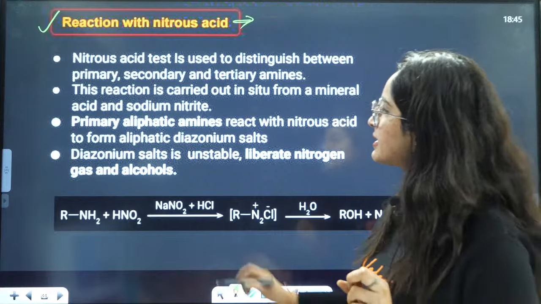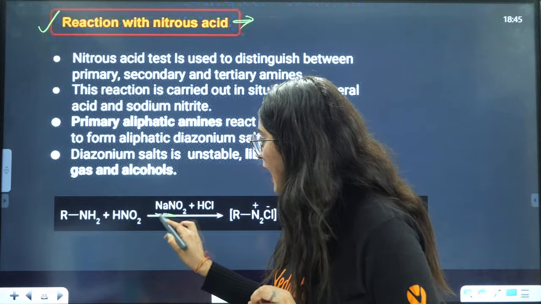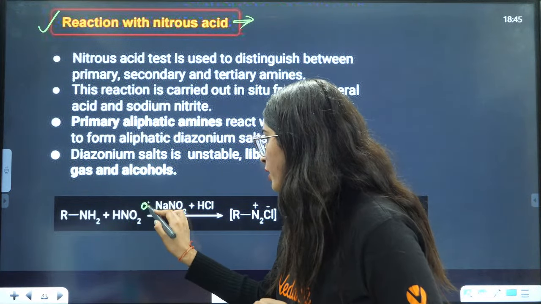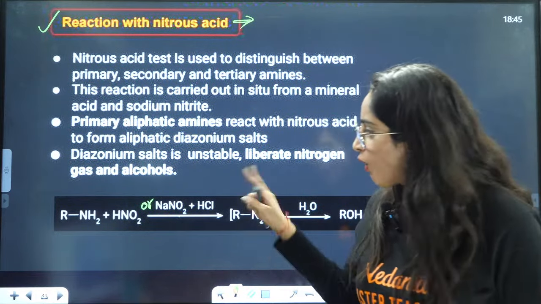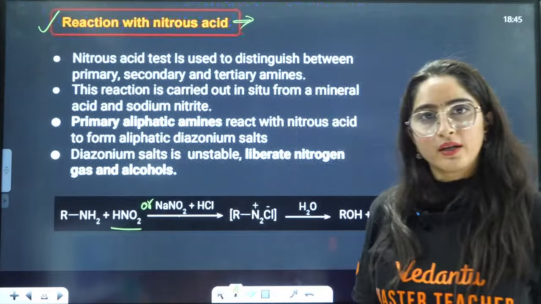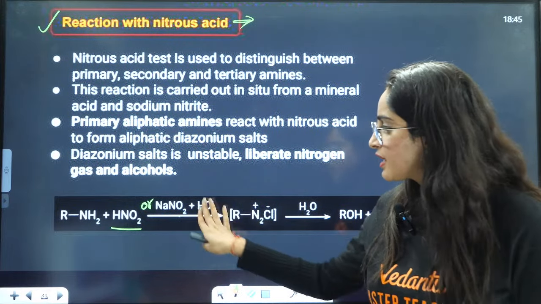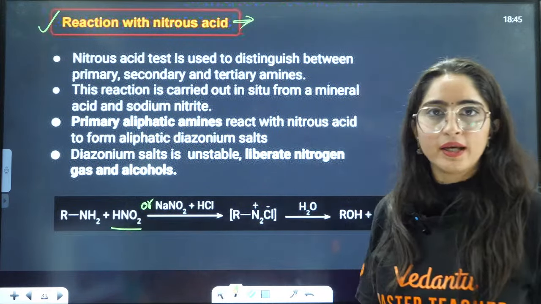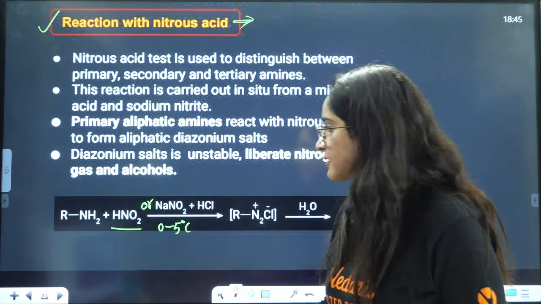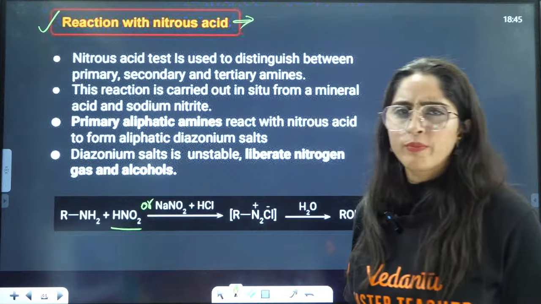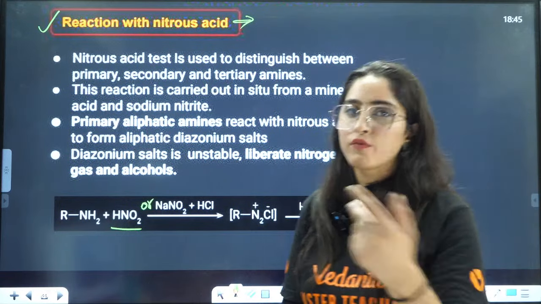So let us see this. Nitrous acid means you are adding, this is OR, either NaNO2 plus HCl or directly HNO2, because NaNO2 plus HCl only forms HNO2. Also the temperature should be 0 to 5 degrees Celsius, but for aliphatic, it should not be that cold. Now let us see what will happen here.